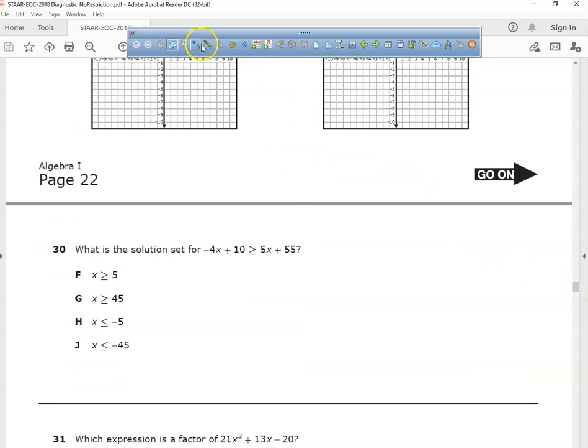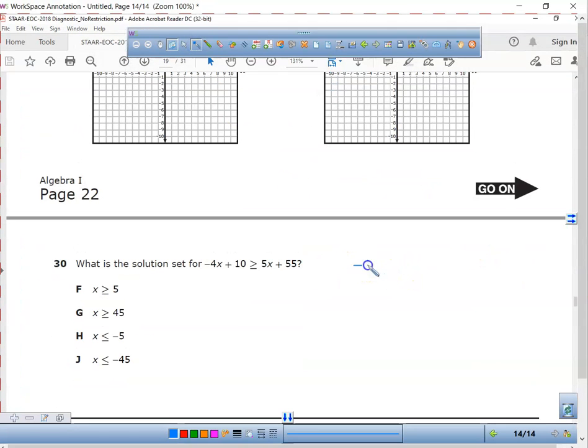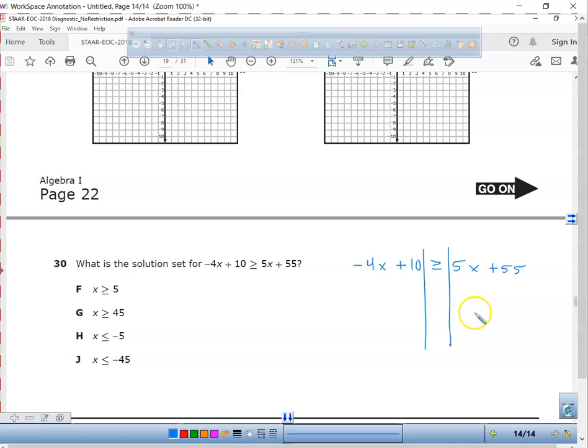Okay? All right, here we go. -4x plus 10 is greater than or equal to 5x plus 55. I'm not going to do a whole bunch of complicated stuff on this one. It's very straightforward. We've got to get all the x's to one side and solve for them. That's all we've got to do. So I'm going to add 4x to this side and add 4x to this side. I'm going to get 9x. And I'm going to take away 55 from this side.